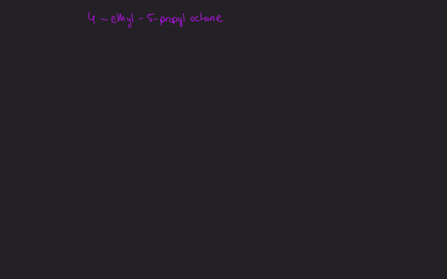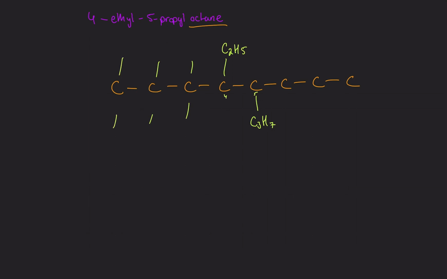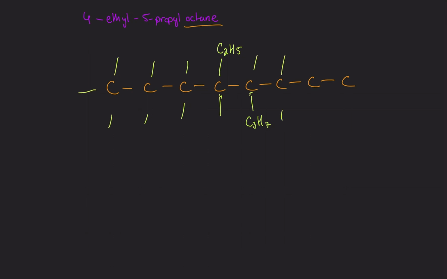Okay, so the first thing we look at is how many C's there are. 1, 2, 3, 4, 5, 6, 7, 8. Now, we have an ethyl group on carbon 4. So let's draw that in. There we go. And on carbon 5, we have a propyl group. Now, 1, 2, 3. That's carbon 4, that's carbon 5. So that's that done. And then all you have to do is saturate the rest with H's. Okay, so that's easy enough.